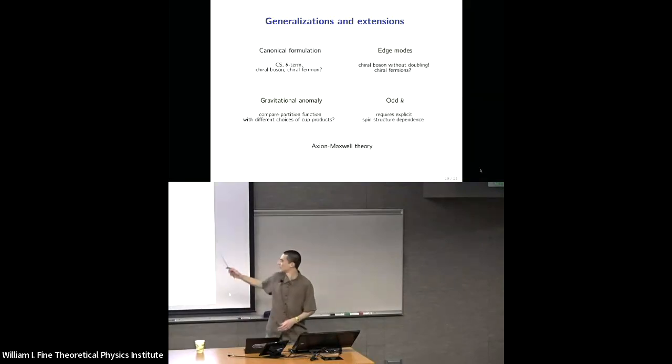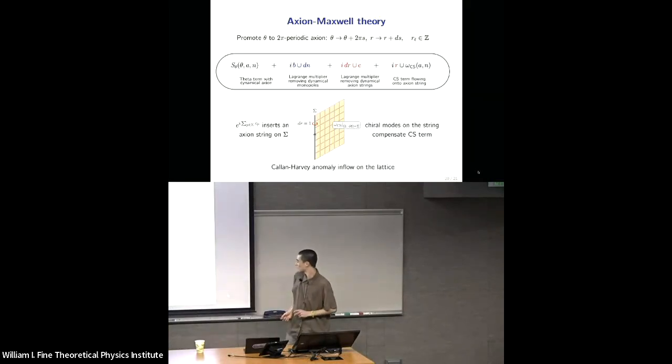So I think there are many worthwhile generalizations and extensions. Maybe I'll come back to this slide because I just wanted to talk a little bit about one of these, which is axion-Maxwell theory. This is something I've been thinking about recently, and I think there's something to say about confinement here. So what we can do is take our theta term and try to promote theta to a dynamical axion.